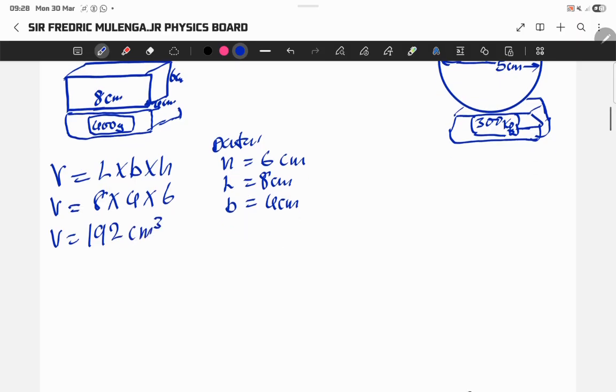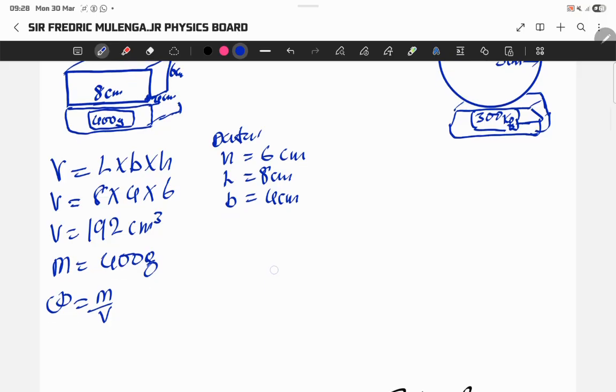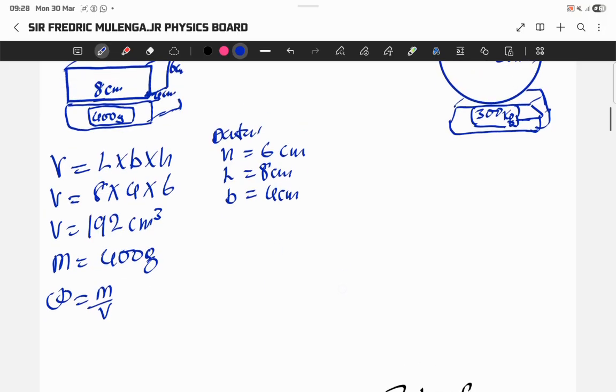Then on the electronic balance we have the mass of 400 grams. So density is just mass over volume. You see how I'm solving? I'm following everything that I need to follow, so that's what we are looking for. You also need to do that.